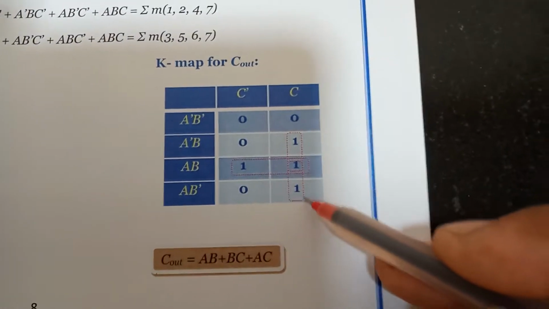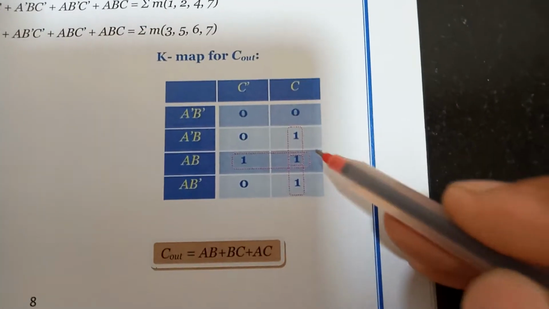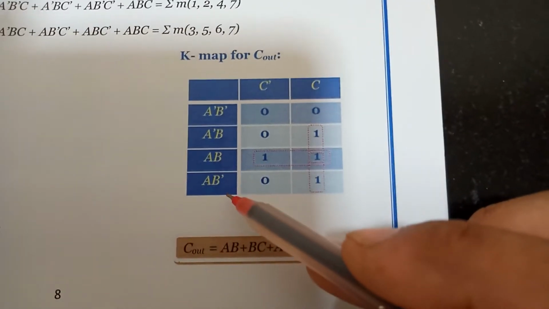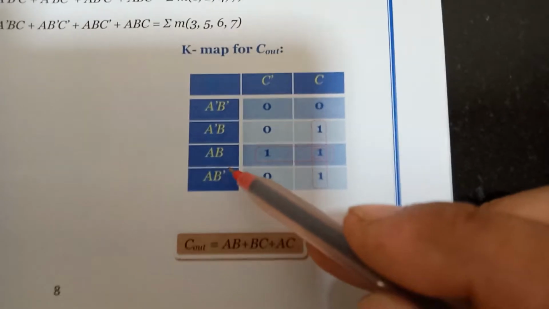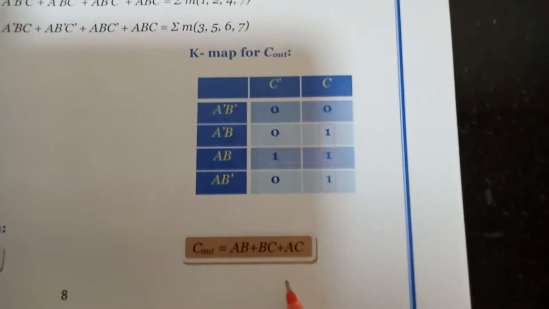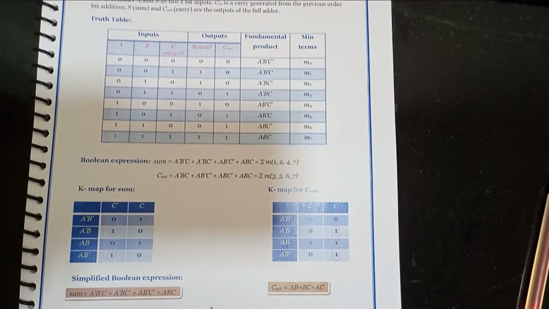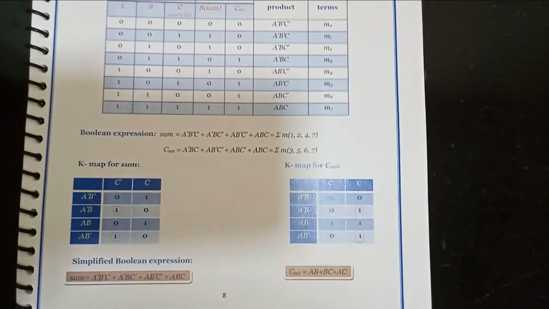In this last pair, C is common, but you can see B and B bar are present. So B is present with its complement, so B will be cancelled. So it will be A, C. So this is related to the Karnaugh map.